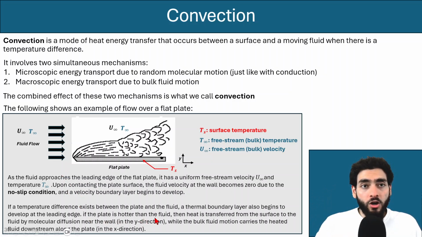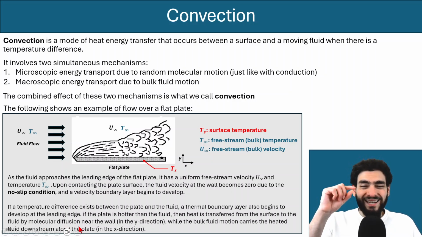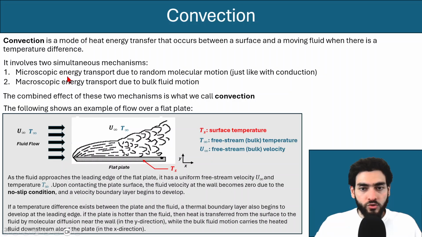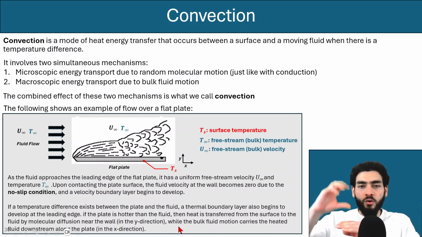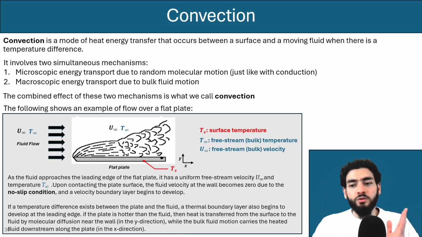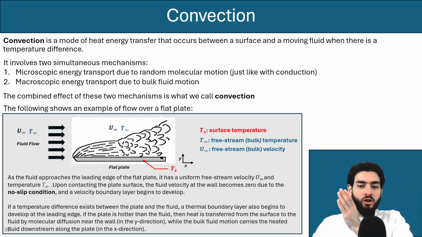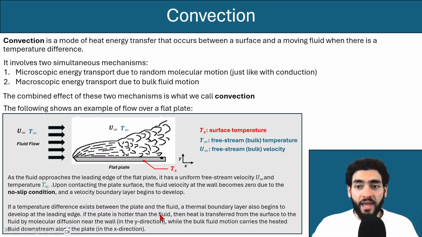If the plate is hotter than the fluid, then heat is transferred from the surface to the fluid by molecular diffusion near the wall, and this is the microscopic element. Then further away from the wall, the bulk fluid motion carries the heated fluid downstream along the plate, and that is the macroscopic element. Therefore, you have what we call convection heat transfer.